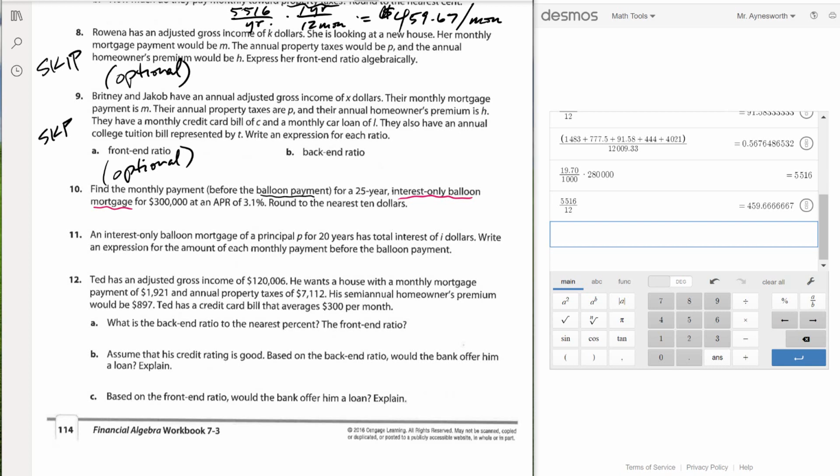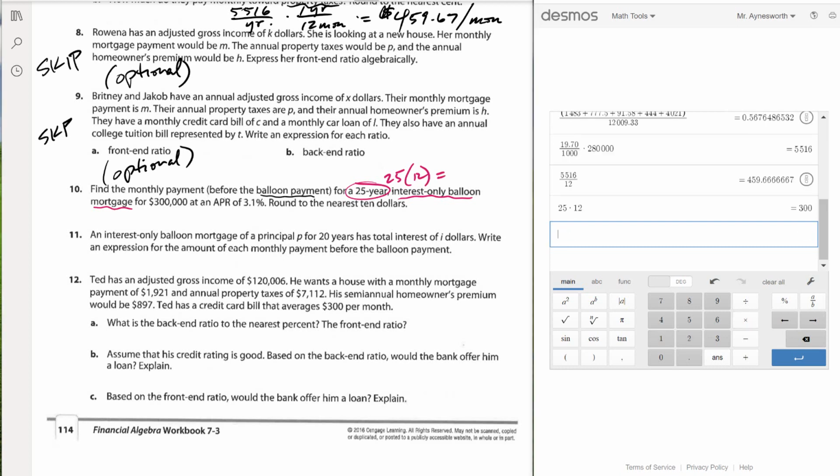So right here, 25 times 12, 12 months per year. Okay, so if you don't remember what that is, it's 300. But if you don't remember, just multiply and you get 300 months. So this is for 300 months. So what you're going to do is you're going to pay interest only for 299 months. Okay? You're going to pay interest only for 299 months. So we got to figure out what that interest only payment is. And because it's interest only and we're not doing anything compounding here, we can use IPERT, or I equals PRT. All right, on this one here.